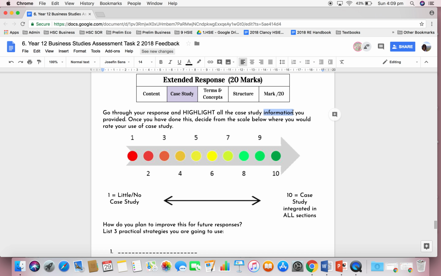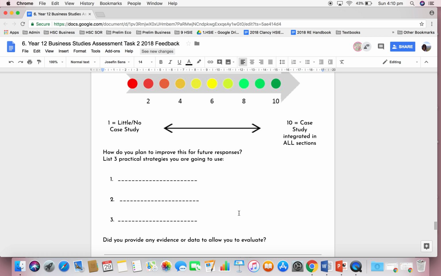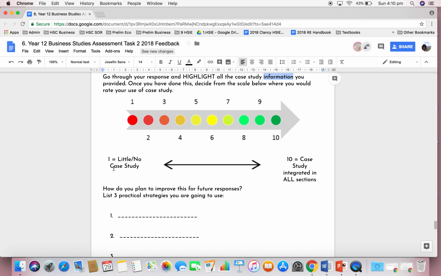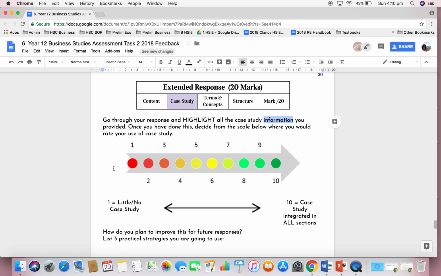Some people's may have very little, some people's may have a lot. Using this scale, did you provide little to no case study, or was your case study integrated in all sections? Think about it. Where would you rate your own use of case study? You might want to make a little note of this under here or something. From me, guys, it was very sporadic, the use of case study. Some responses, it was integrated all the way through, and other responses had literally none.